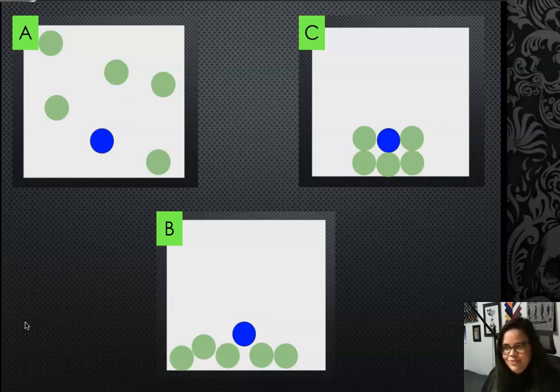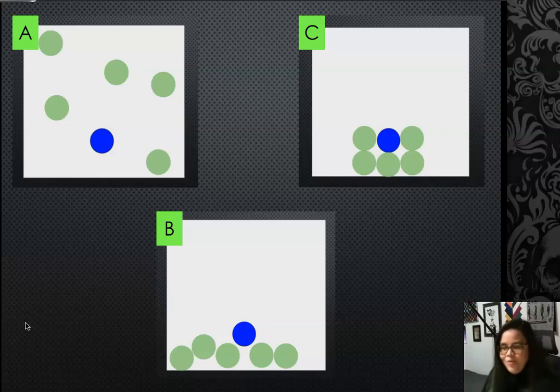Question number 2. Which particle diagram, A, B, or C, represents the phase of matter in which the particles are arranged in a rigid crystalline structure? And question number 3, which particle diagram, A, B, or C, has particles in the phase of matter, the only phase of matter, where particles can be compressed or expanded due to changes in pressure?